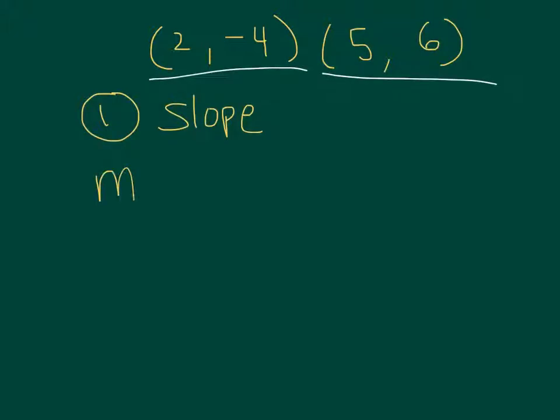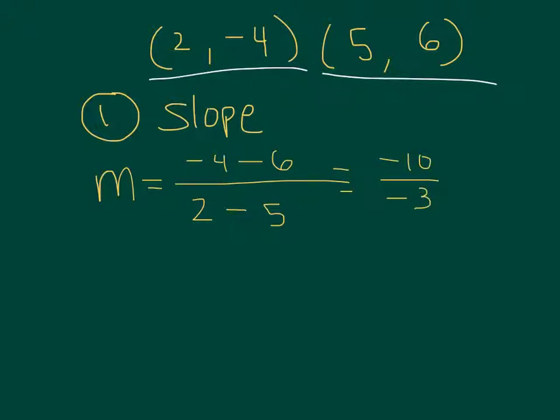And I know how to find the slope between these 2 points. So all you have to do is m equals, right? It's the rise over run. So I'm going to write negative 4 minus 6 over 2 minus 5. And I end up with negative 10 over negative 3. We reduce that to positive 10 over 3 because a negative over a negative is positive.